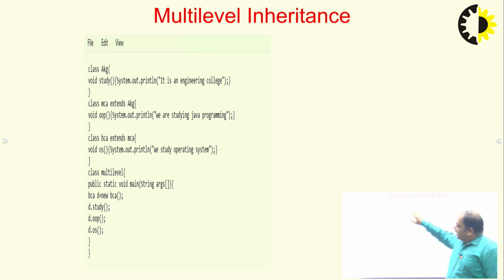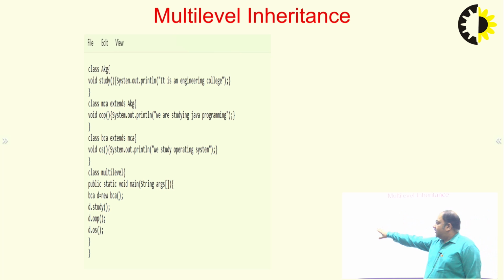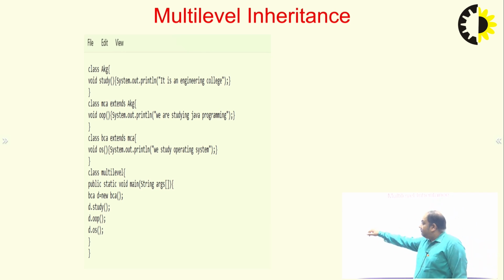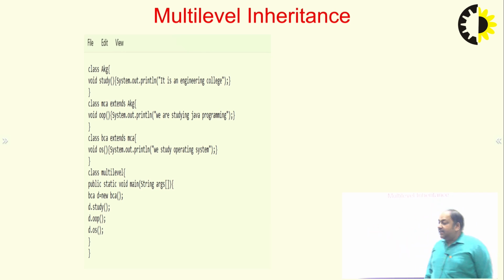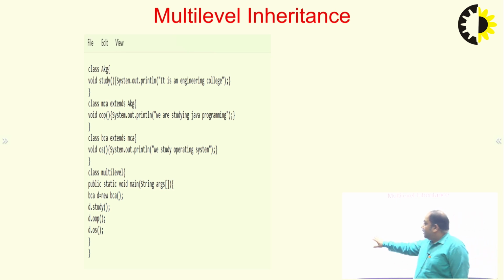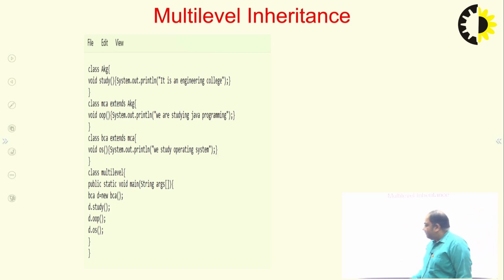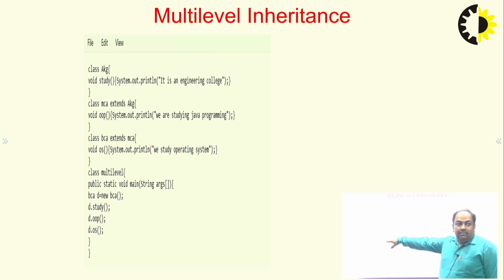In that, it is an engineering college. We have one class which is the MCA branch, in which we are studying Java programming. Now the MCA will be the base class for another class, which is BCA, and BCA extends MCA. In BCA they are studying operating system, and in MCA they are studying Java programming. So in multi-level inheritance, we call all three methods by creating the object of the BCA class, which is our last derived class.